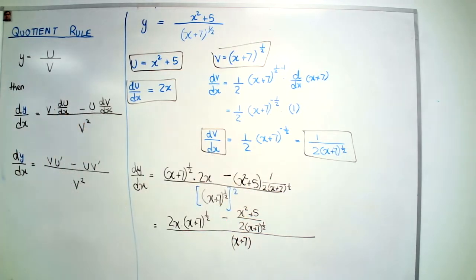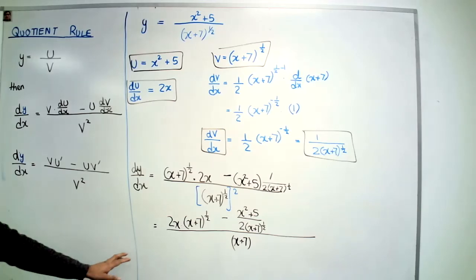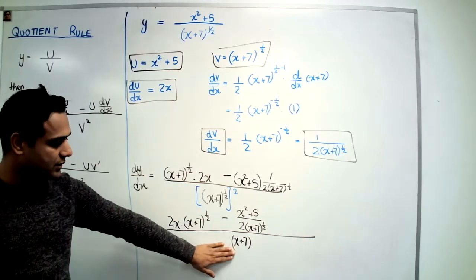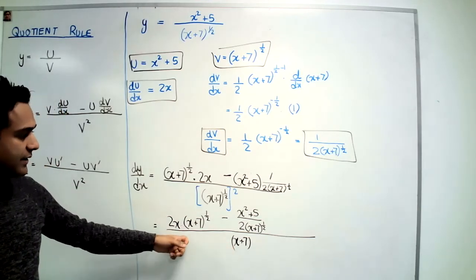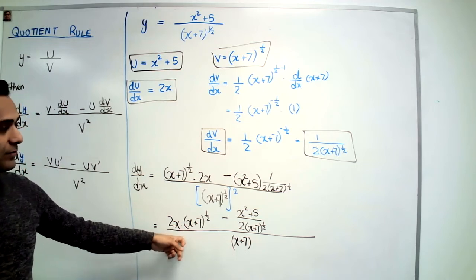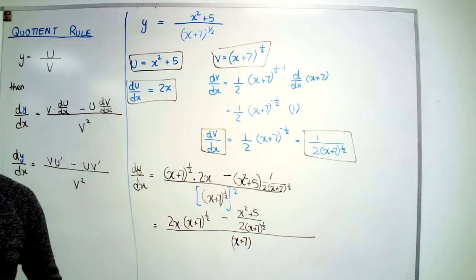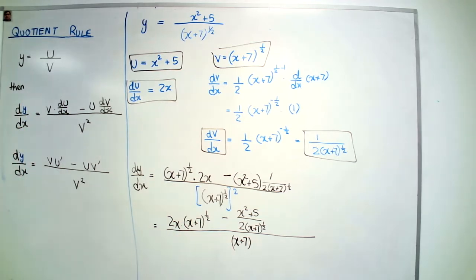Now I need to actually simplify. The denominator is simplified. I need to simplify the numerator. To simplify the numerator, let me just rub some of the bits.